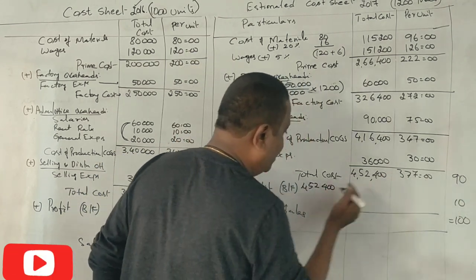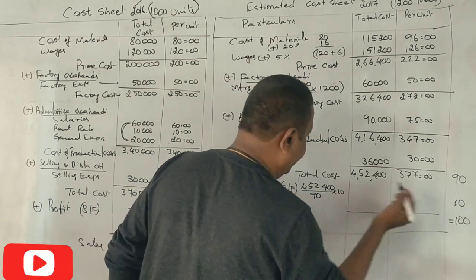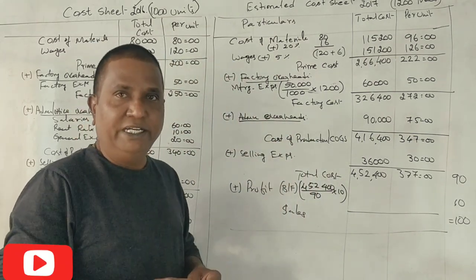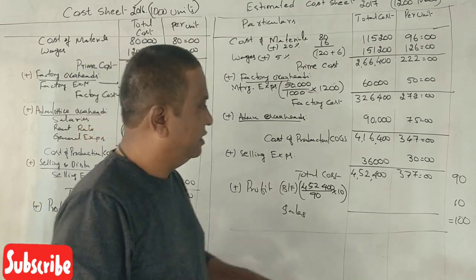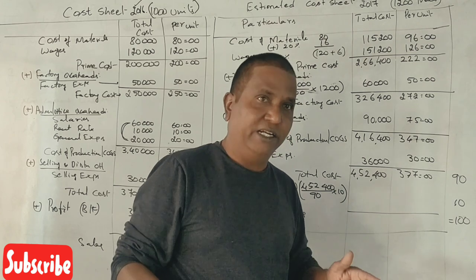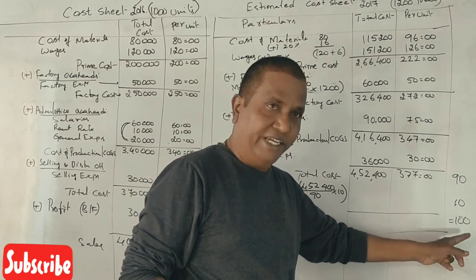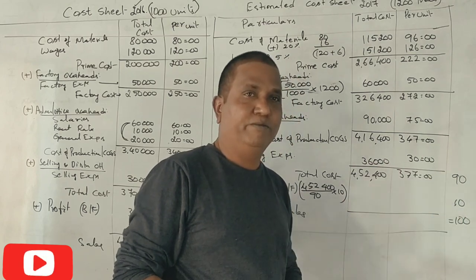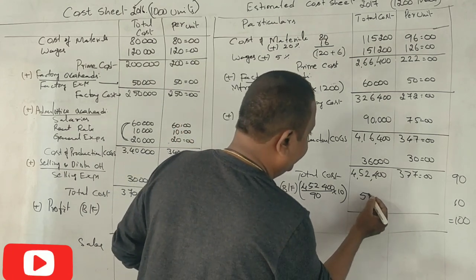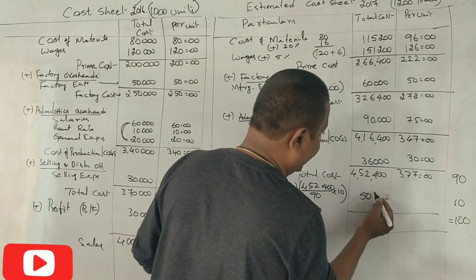452,400. The cost is equal to how much? 90. Am I right? What is for 10 rupees of profit? Because 10% means 10 by 100. That means 100 rupees is your sales, and 10 rupees is the profit. Understood? Yes, sir. 50,000.